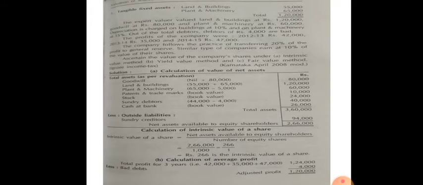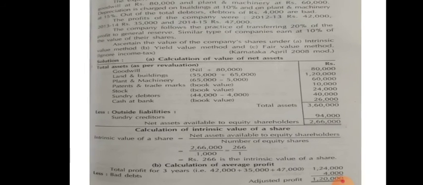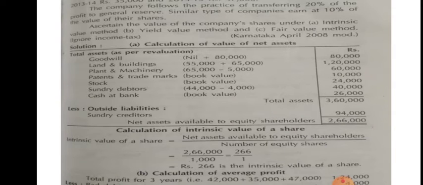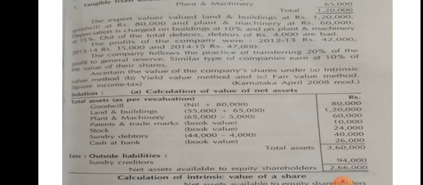Now see the solution. First of all, we have to calculate the value of net assets. Total assets as per the revaluation: whatever market values are given, we have to take these market values as the asset values instead of the book values given in the balance sheet. Goodwill is 80,000. In the balance sheet, intangible fixed assets is given as 10,000, but the market value is given as rupees 80,000, so this 80,000 we have to take.